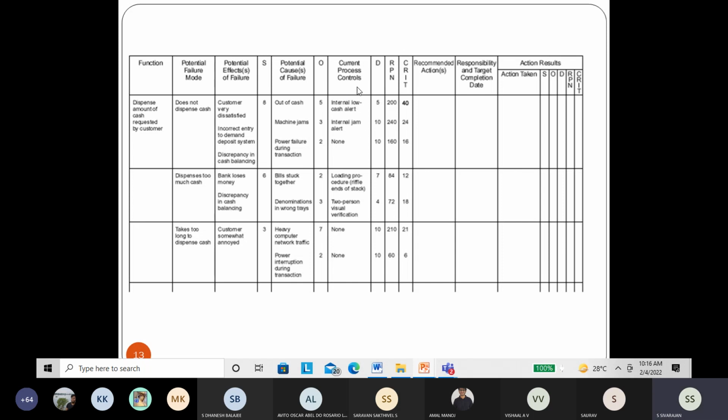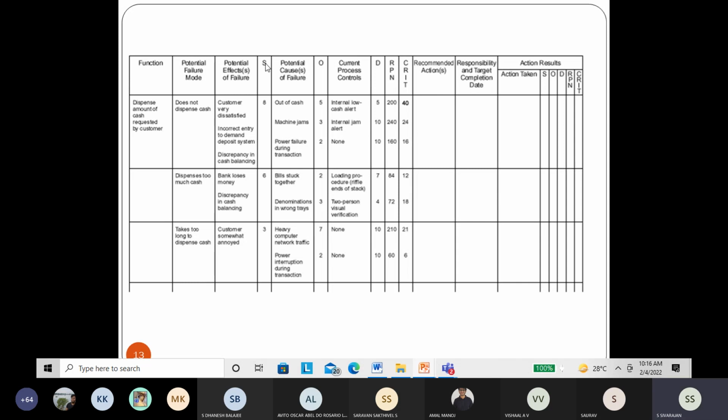So like that, easily detectable means we give a lower number. If you are not able to detect it, we have to give a higher number. If you multiply these numbers you will get the risk priority number. Here you see 8 into 5 into 5. 8 into 5 is 40, 40 into 5 is 200. That is RPN, risk priority number.